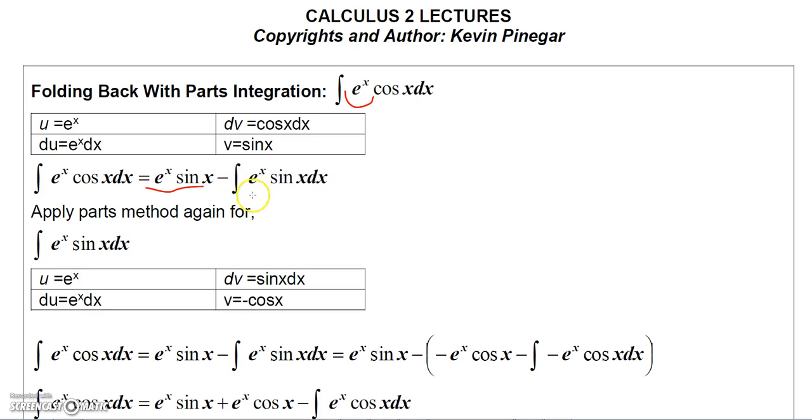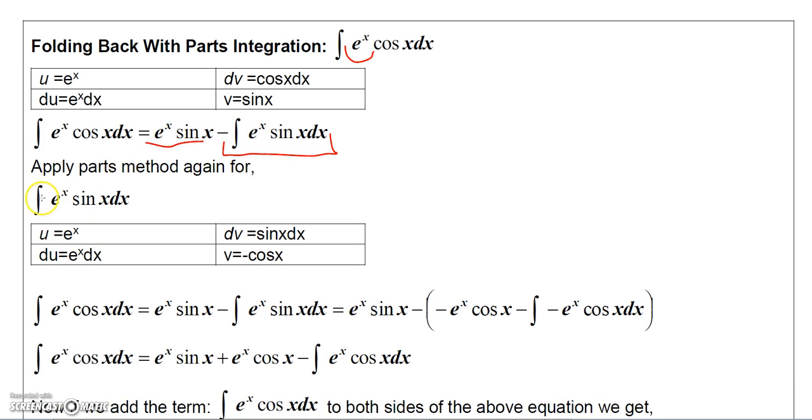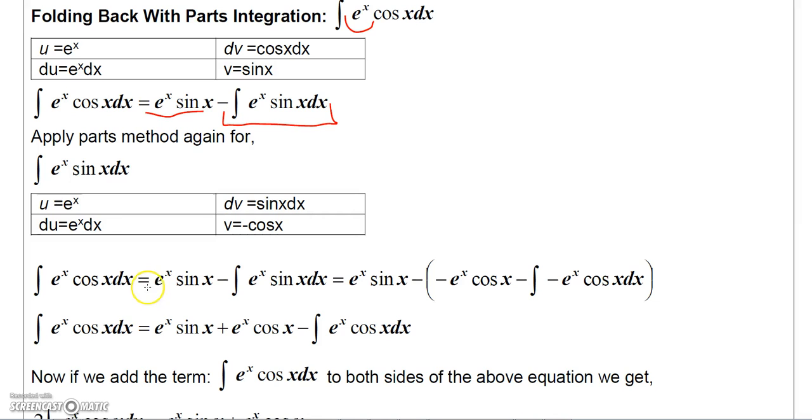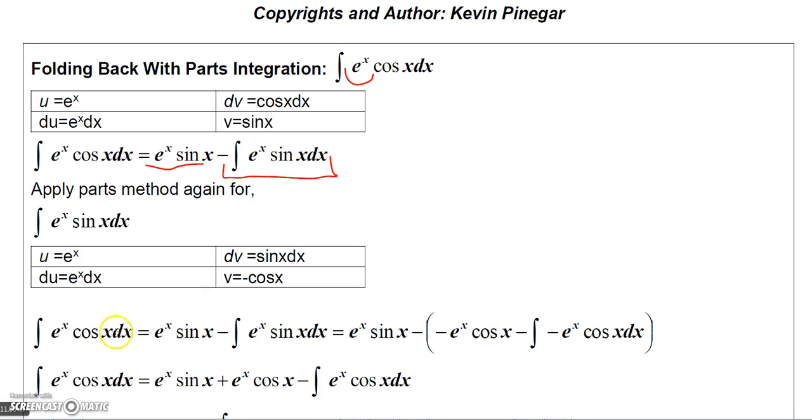And then here, to evaluate this integral, I need to apply the parts method again for this integral. So let's see how we can do that integral. So here I'm going to let u be e to the x, and I'm going to let dv be sine x dx. And now applying that to the integral, I'll get e to the x cosine x dx. That's going to equal, let's see here. Okay, let me show you what I did.